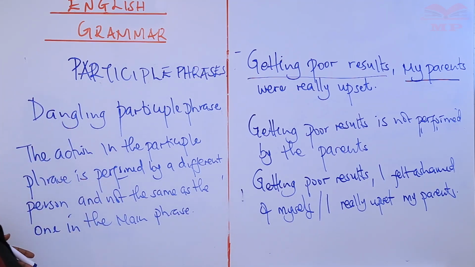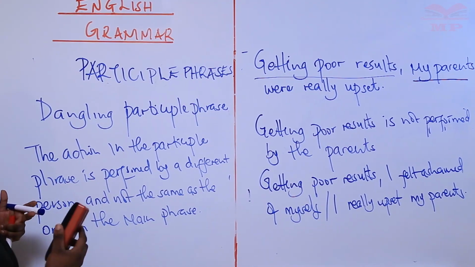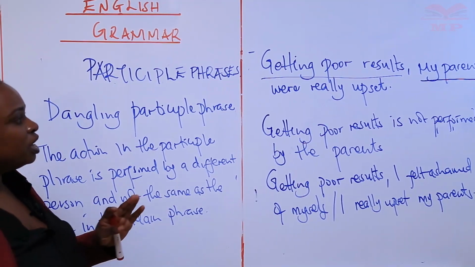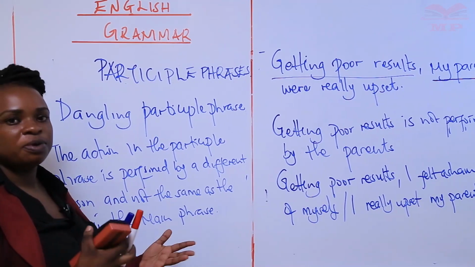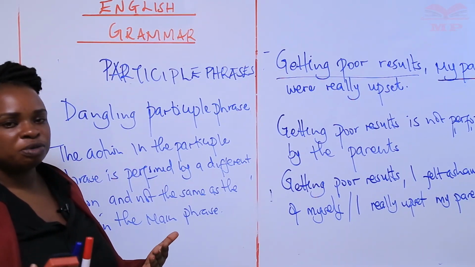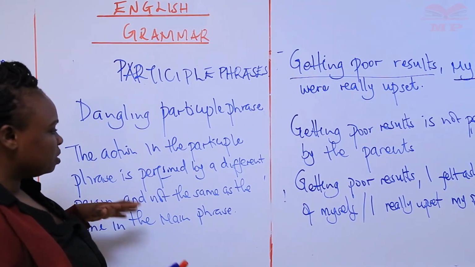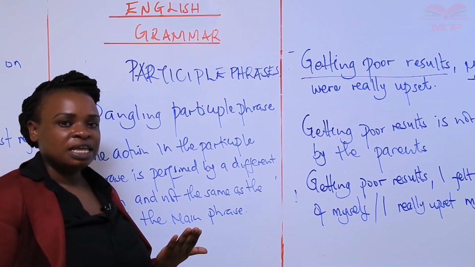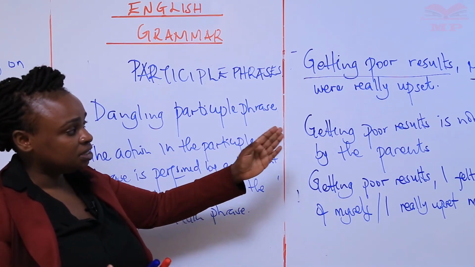Now, having said that, we can also add that the participle phrase can be introduced by either a present participle or a past participle. An example of a present participle is: leaving the baby on the bed, Juma went outside, and the baby began crying.